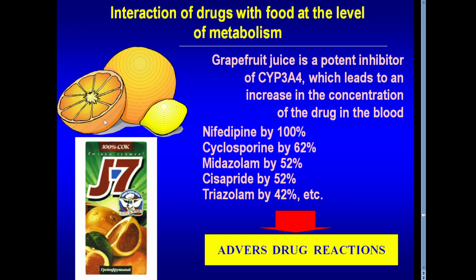Grapefruit juice is a potent inhibitor of CYP3A4. We have discussed that this leads to an increase in the concentration of the drug. Inhibiting this enzyme, it delays metabolism of the following drugs: nifedipine by 100%, cyclosporine by 62%, midazolam by 52%, cisapride by 52%, triazolam by 42%, etc. That is why when taking these drugs together with grapefruit, adverse reactions can develop.